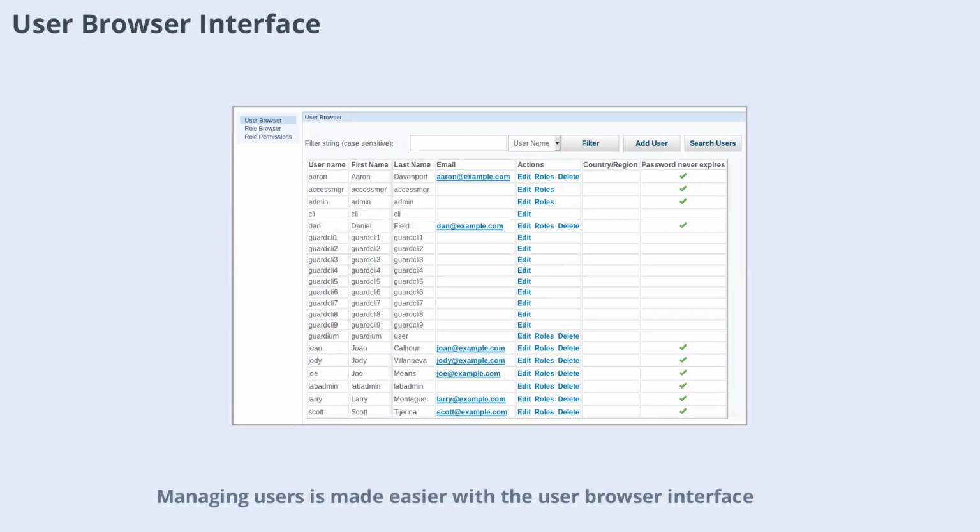Managing users is made easier with the user browser interface. This tool allows administrators to view, add, edit, and delete users in a centralized location. The interface is designed for efficiency, providing quick access to user details and role assignments. By using the user browser, you can ensure that your organization's access management remains organized and up-to-date, reducing the risk of unauthorized access or overlooked permissions.